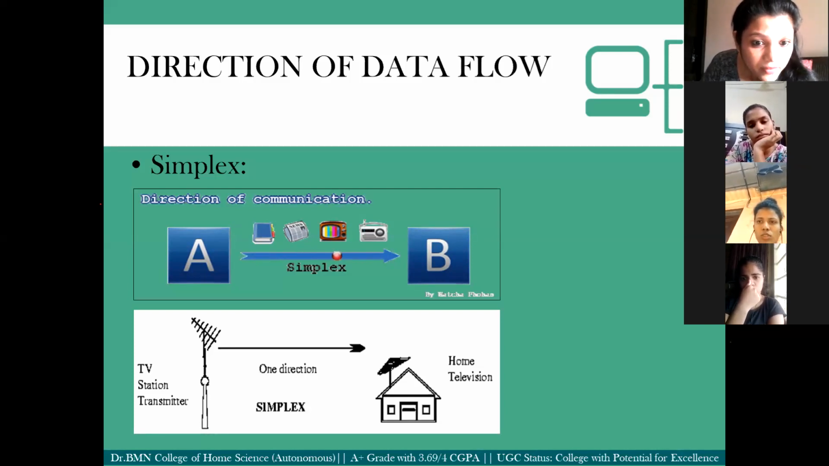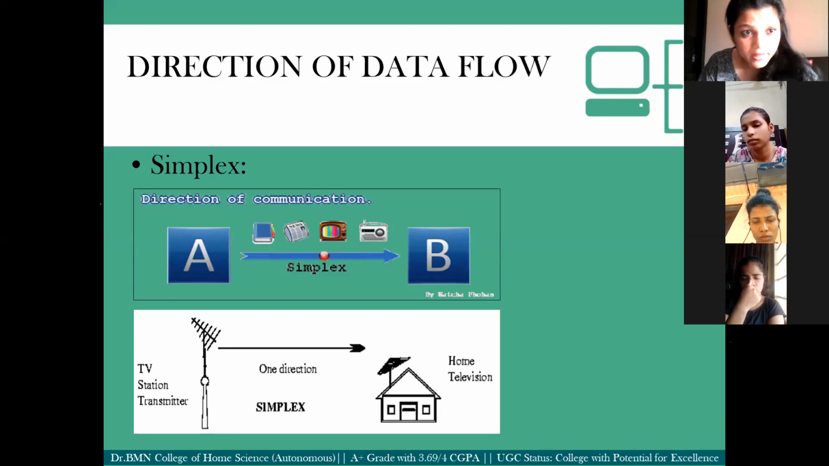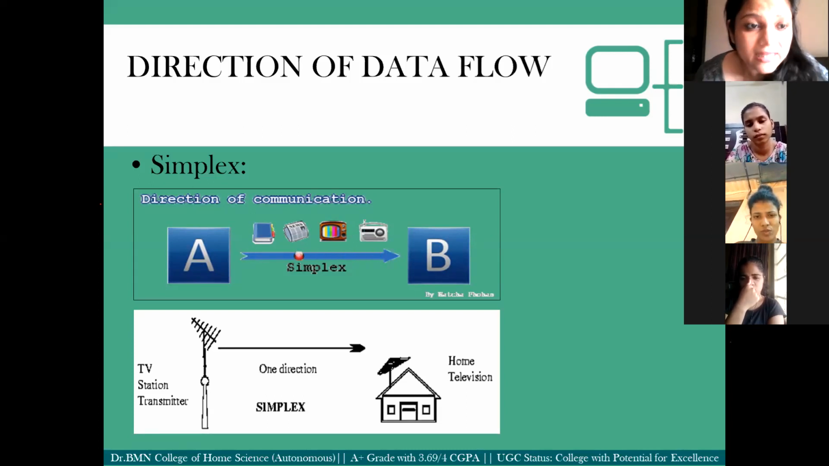Antenna, one direction. See, the station transmission is happening to the home television antenna, correct? From the satellite to the home television antenna. So the satellite is sending the information to the home television antenna. Are we giving anything back to the satellite? That's not happening. Suppose there is a channel of, let's say, Star Plus. Whatever information Star Plus has, that is coming from the transmitter to our television, right?